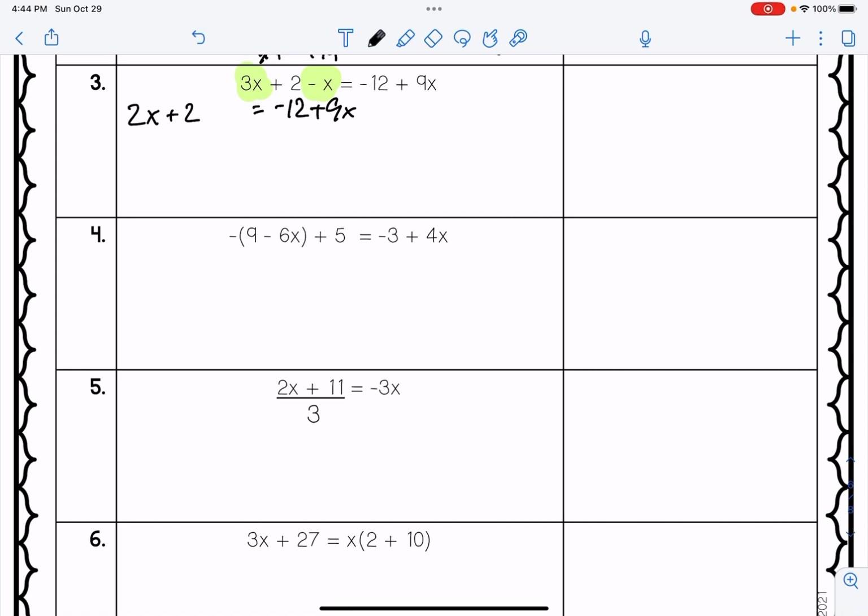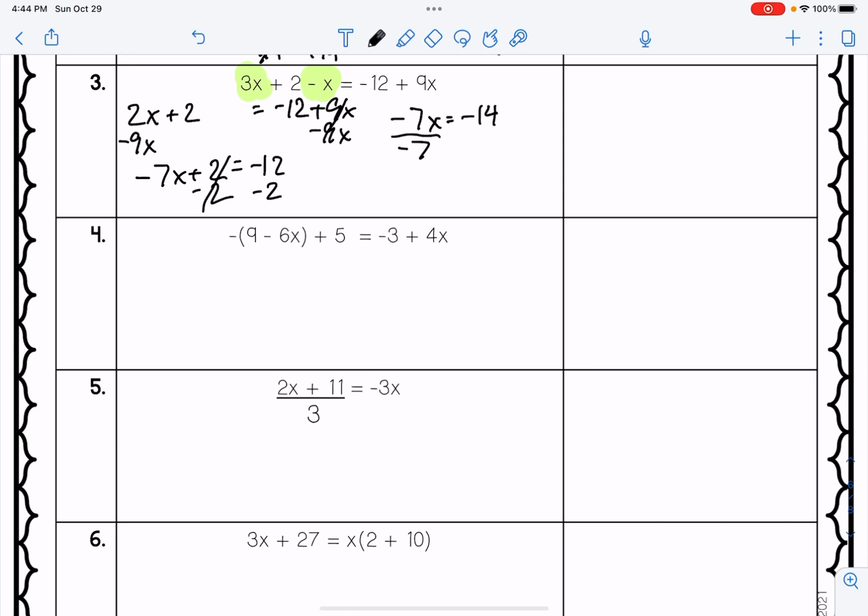Bring my variables over. I'm going to subtract 9x, subtract 9x. Negative 7x plus 2 will equal negative 12. Minus 2, minus 2. Negative 7x equals negative 14. Divide by negative 7, divide by negative 7. And x is 2.